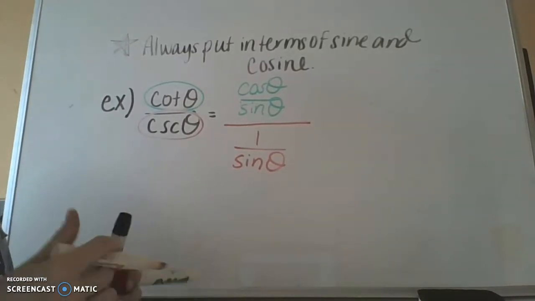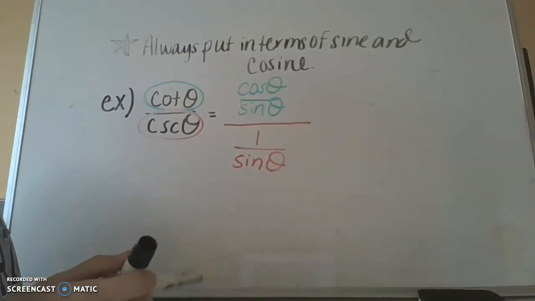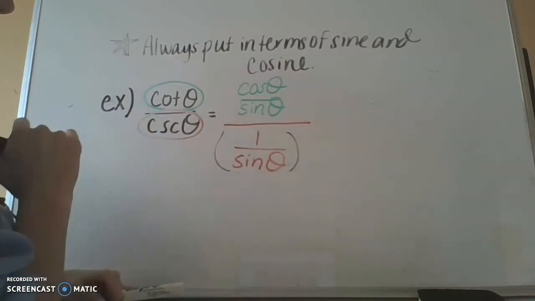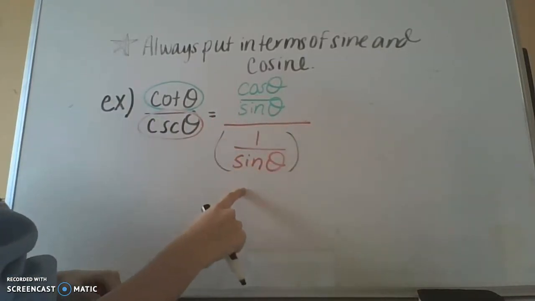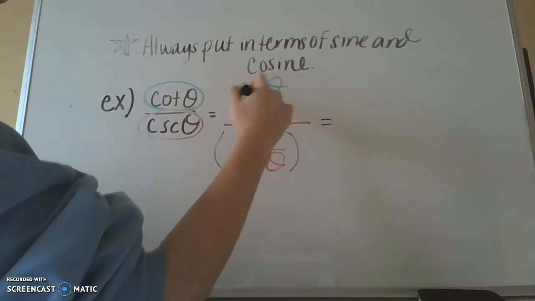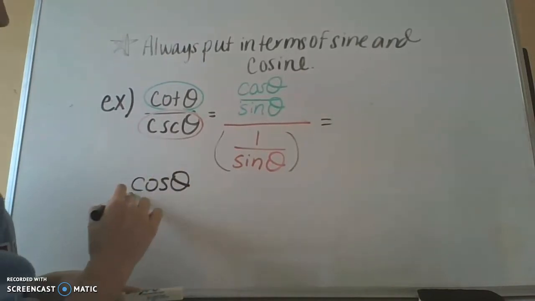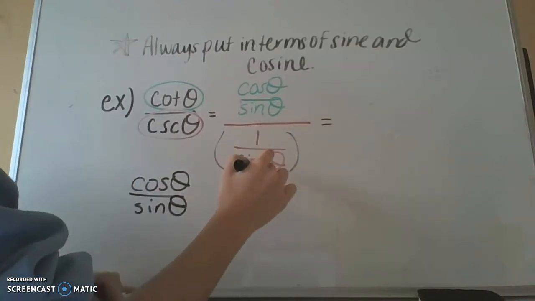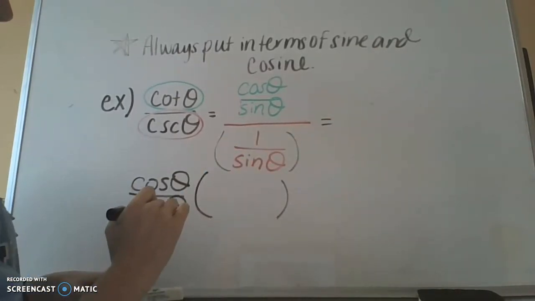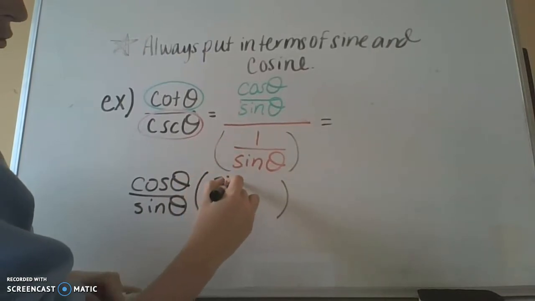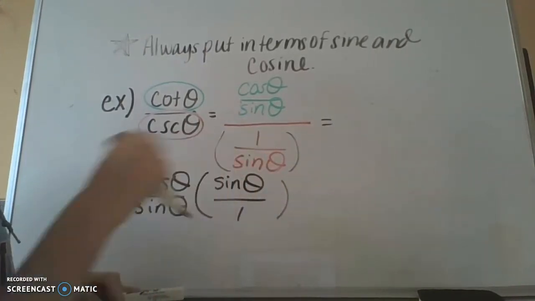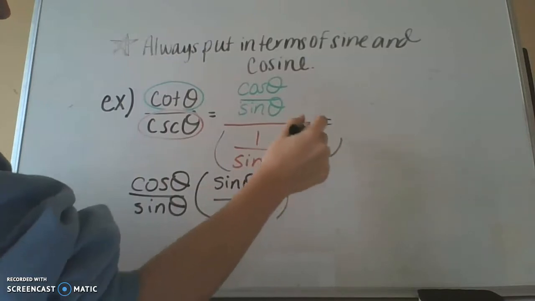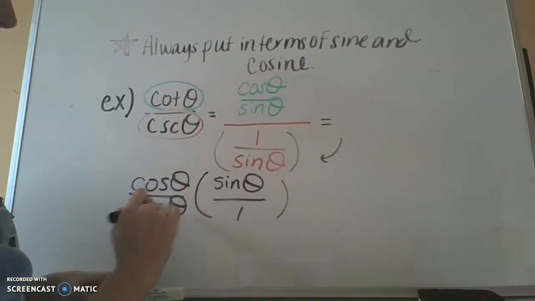And I always say to you guys, what would we rather do? Well, we would much rather multiply by the reciprocal than divide by a fraction. So rather than dividing by 1 over sine, I'm going to take the numerator, cosine theta over sine theta, and just rewrite the numerator. Rather than dividing by 1 over sine, I am multiplying instead by the reciprocal, which is sine over 1. Remember, when we flip 1 over sine, it just becomes sine over 1. So now I'm just multiplying these two. This step took me down here: cosine times sine over sine times 1.